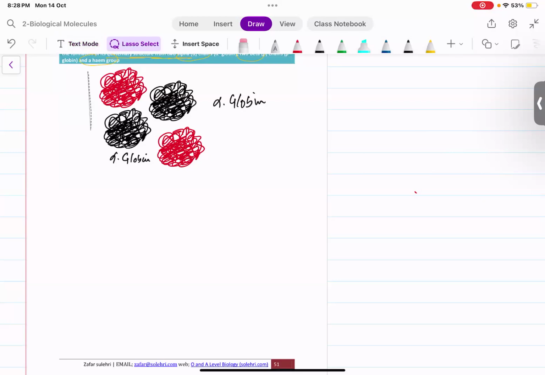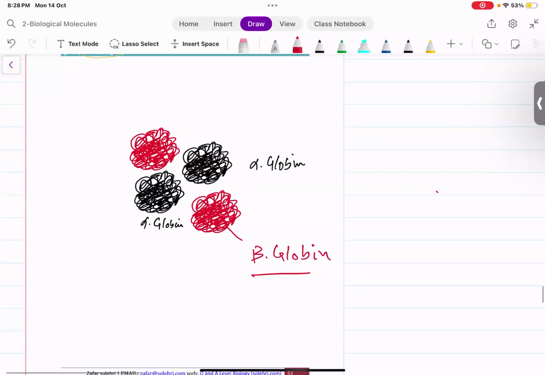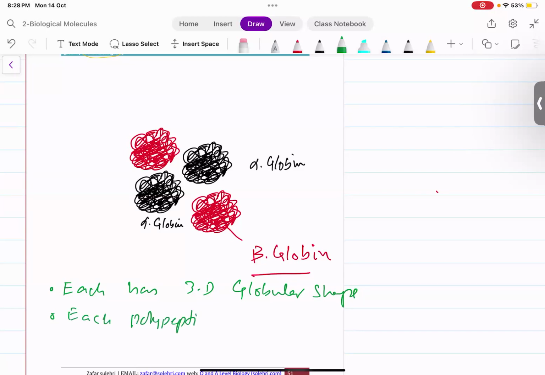Okay. Two alpha globin and two beta globin. These red are beta globin. We don't need to know why the names alpha globin and beta globin are given to these polypeptides. Now, each polypeptide has a 3D globular shape. So it means that each polypeptide has tertiary structure.